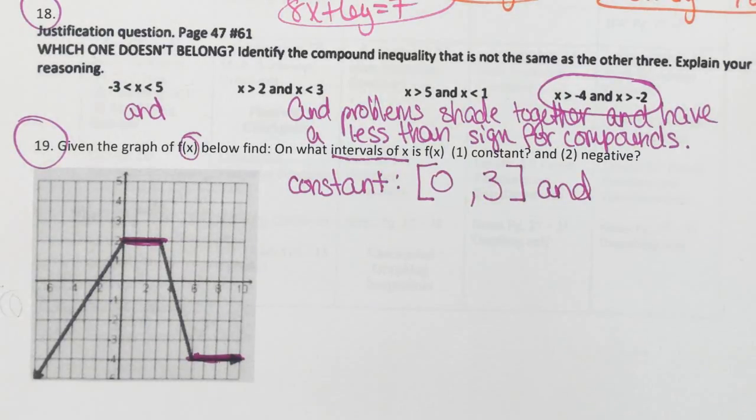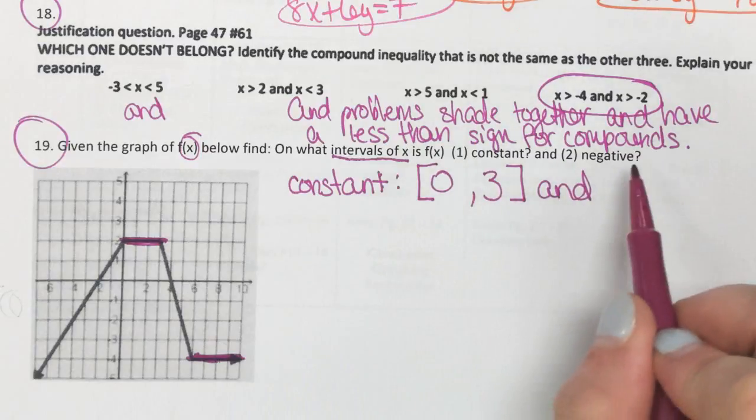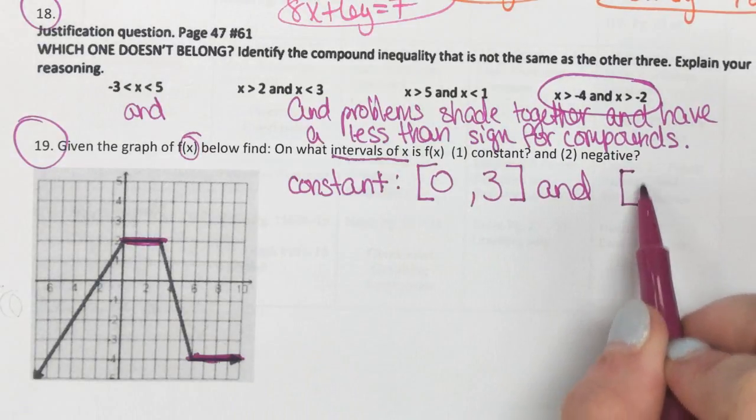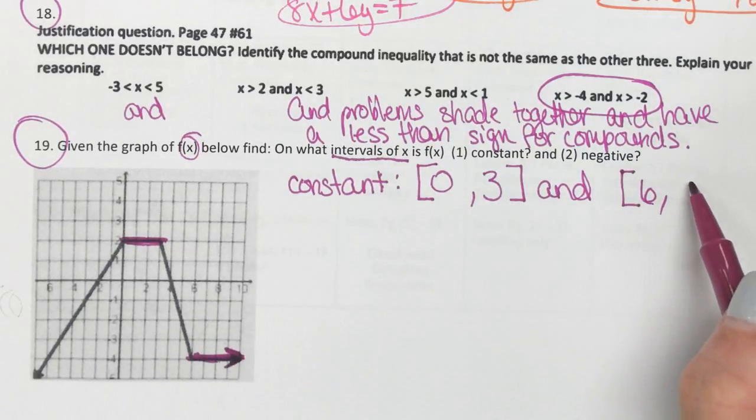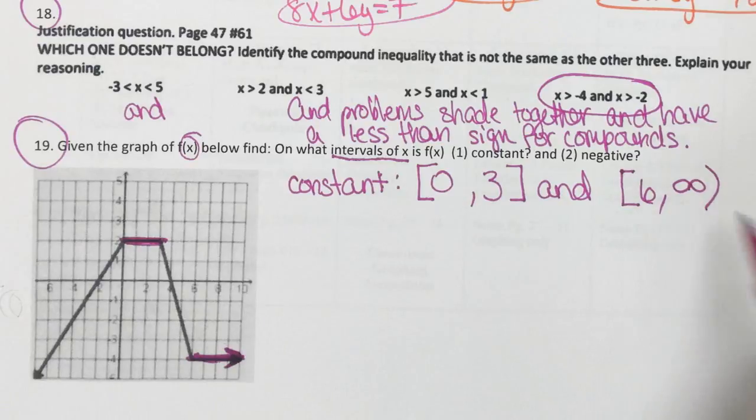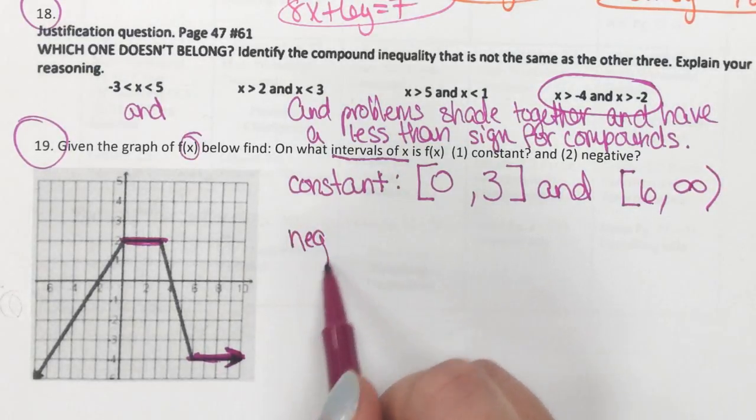And we got to go down here. So left or right? Here on the left. What's that x value? 6. Parentheses or bracket? Bracket. And where does it go on the right? Infinity. What kind of infinity? Positive. And infinities always get a parentheses.